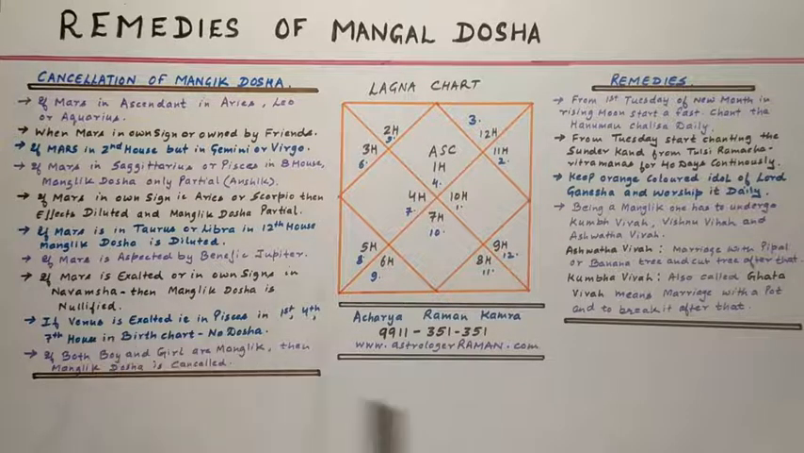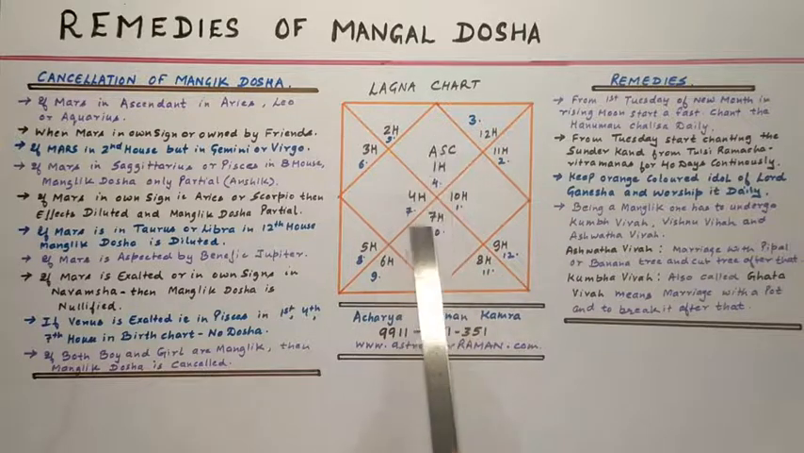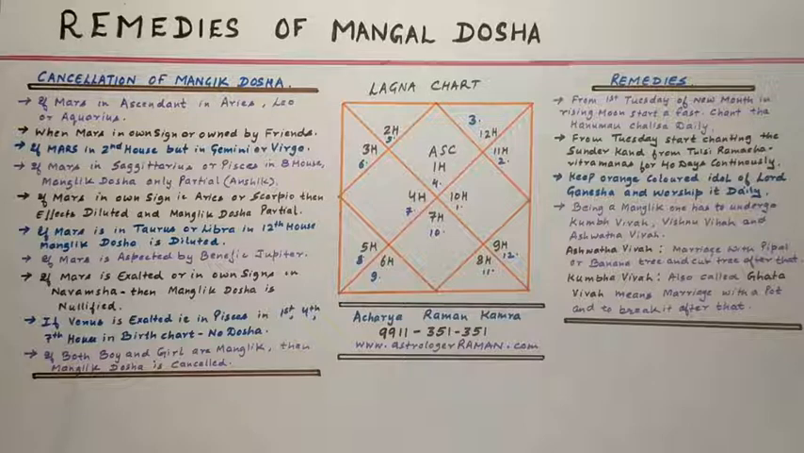If Venus is exalted in Pisces in the 1st, 4th or 7th house in the native's birth chart, then there is no Manglik Dosha. And finally, if both boy and girl who are Manglik are married to each other, then there is no Manglik Dosha. Now, finally, the astrological remedies or solutions to overcome Mangal Dosha.